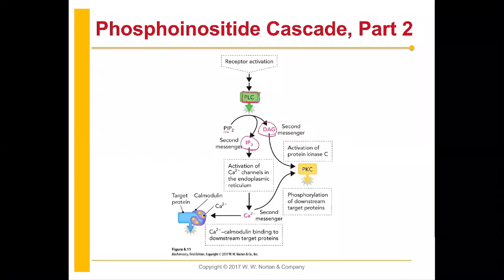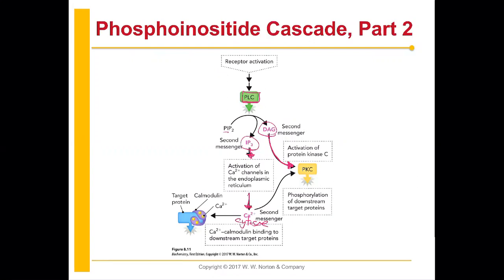Now, DAG binds to and activates PKC. PKC is protein kinase C. It's similar to protein kinase A, right? It's just the third one I think they discovered. IP3 at the same time is going to go in and activate calcium channels that are located on the endoplasmic reticulum. When those ion channels are activated, you're going to have release of calcium into the cytosol. So this is cytosol here, into the cytosol.